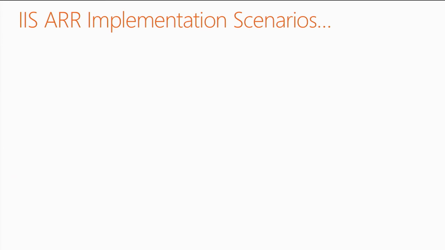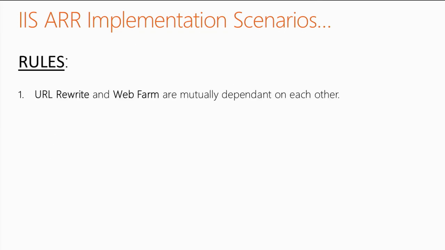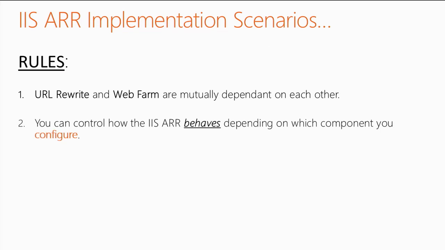Okay. So there are 2 rules before we talk about the scenarios. The first rule is URL Rewrite and the web farm are mutually dependent on each other. So they have to be running on a box. You cannot install URL Rewrite and not install the other component. So they are mutually dependent. However, you can control the behavior of IIS ARR based on what you configure. I know the statement will go over your head, but I'll explain what it means. The words behavior and configure are what I would like you to keep in mind.